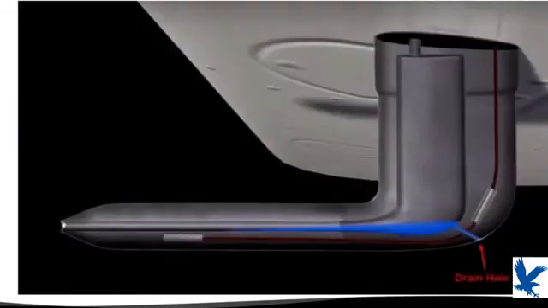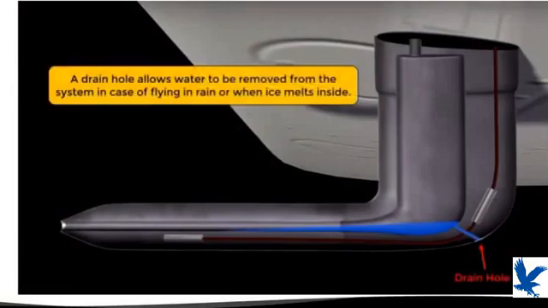Now, another component of the pitot tube is the drain hole. This is a small hole in the back of the tube that allows water to be removed from the system in case of flying in rainy conditions or when melting ice using the pitot heat. As we can see, this pitot tube is designed to eliminate any possible error in the pressure measurement.